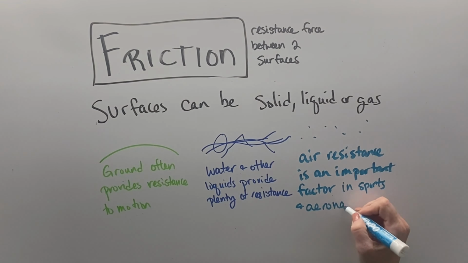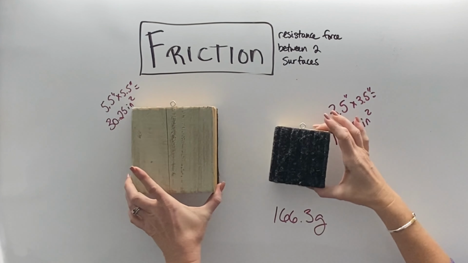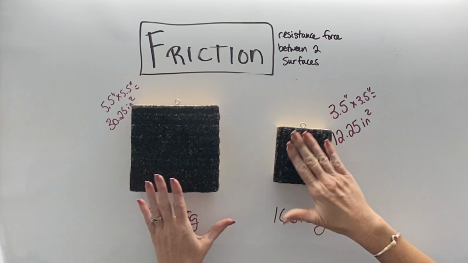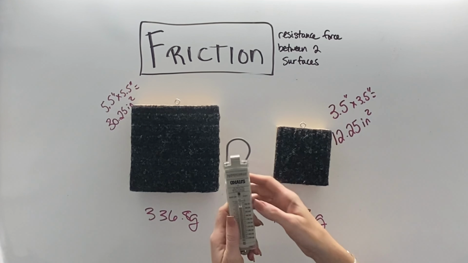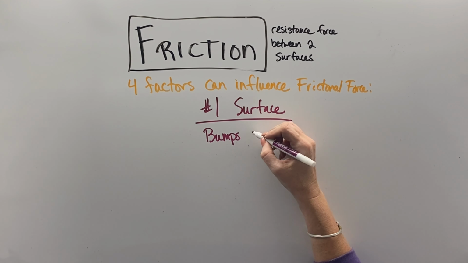athletics and aeronautics. For our demonstrations today, I'll be using these two blocks. The small one is roughly half the size and half the mass of the large, with a smooth and a rough side, and we have this spring scale to measure our newtons.